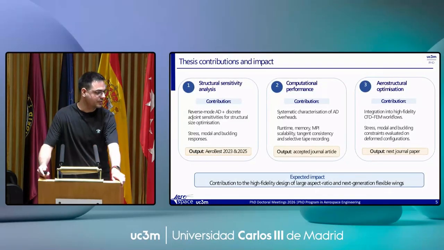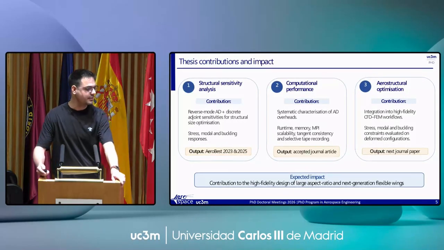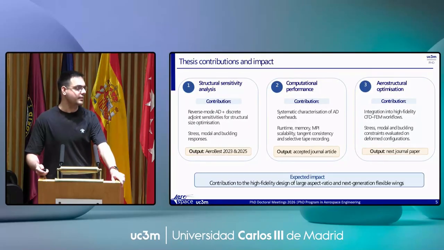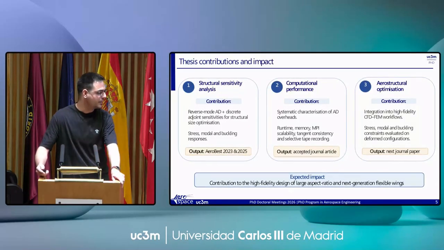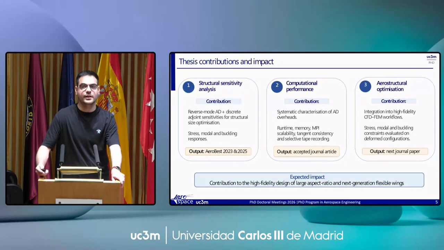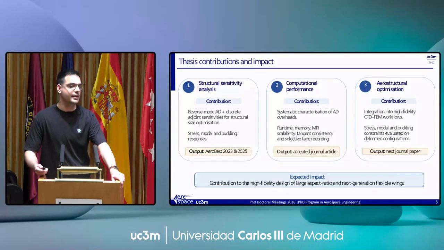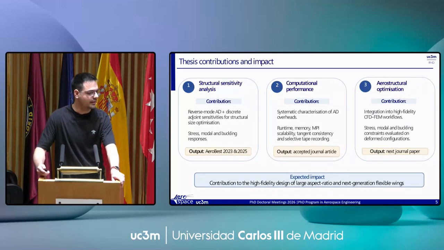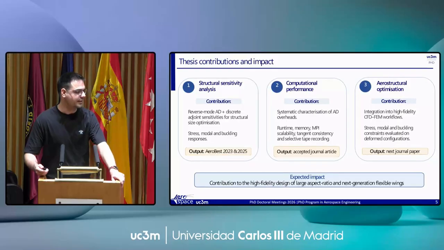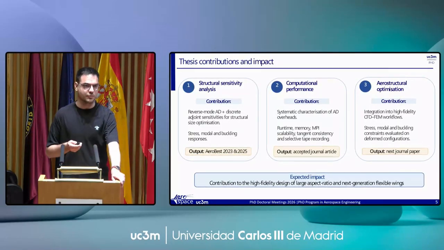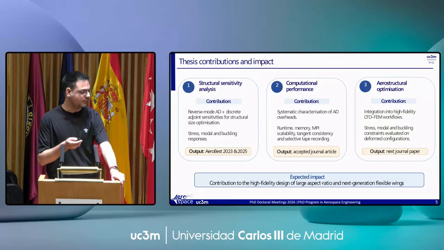In general, the thesis contributions can be summarized in three parts. The first part was to implement the structural size optimizer with stress, modal, and buckling constraints. The second part was all the work related to the computational performance of the solver concerning memory, scalability, runtime, and so on. The third part, the one I'm focusing on now, is on the aerostructural optimization itself, and will probably be part of the next journal paper. The impact is to contribute to the design of high-fidelity, large aspect ratio, new generation wings.